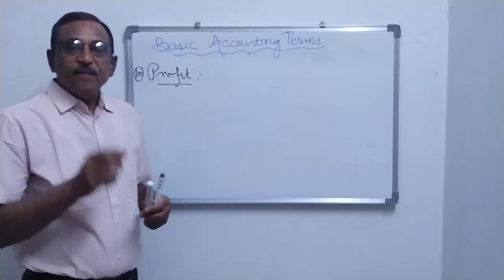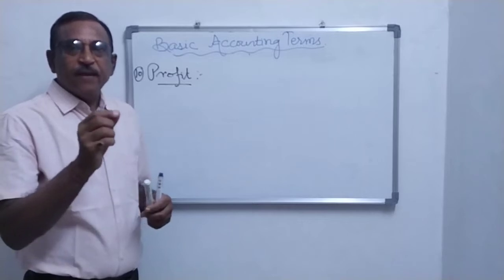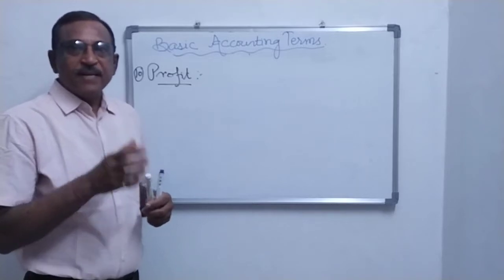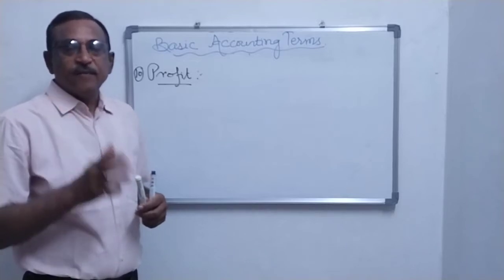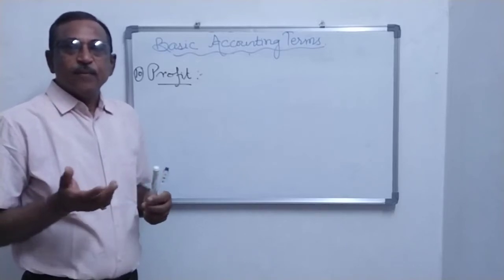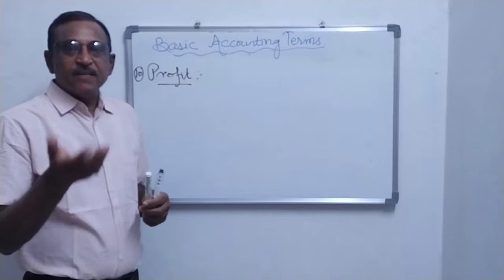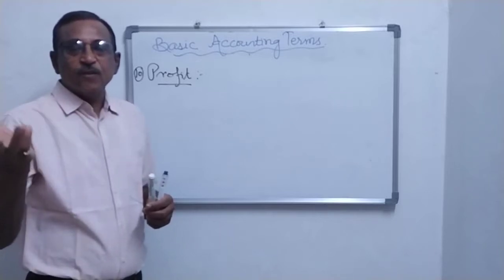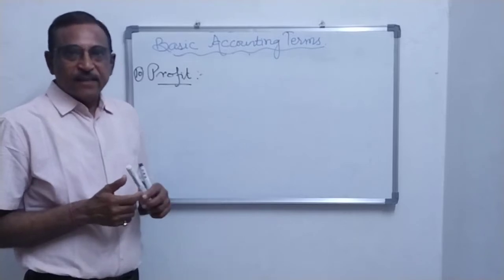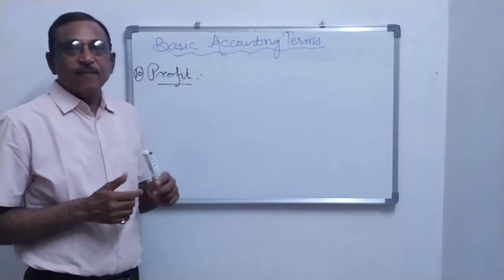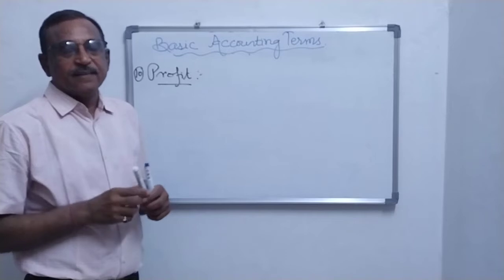What is profit? For example, if a seller buys a pen for rupees 10 and sells it in the market at 15, then what is the profit? We simply take selling price minus cost price. That will be your profit. But in accounting, profit also means the same, but let us understand.